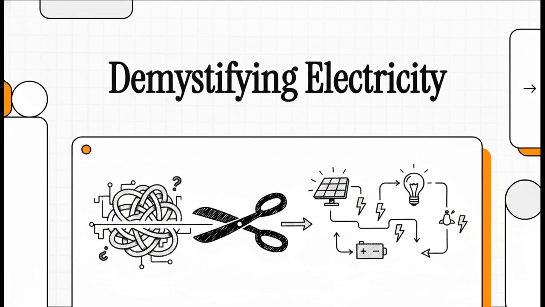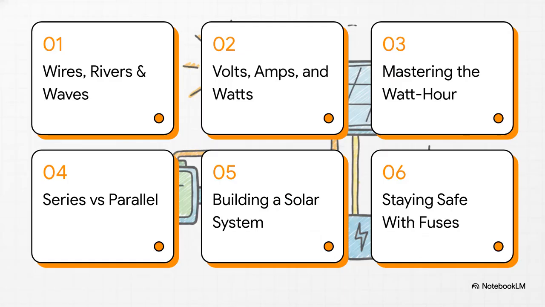We'll break down the invisible forces of electricity using some really simple, everyday physical analogies so you actually have the confidence to understand and even design a safe, DIY solar power system totally from scratch. So here is our roadmap for today. We're going to cover wires, rivers, and waves, break down volts, amps, and watts, and then master the watt-hour. After that, we'll look at series versus parallel connections, actually build a mock solar system, and finally, talk about staying safe with fuses. Let's get to it.